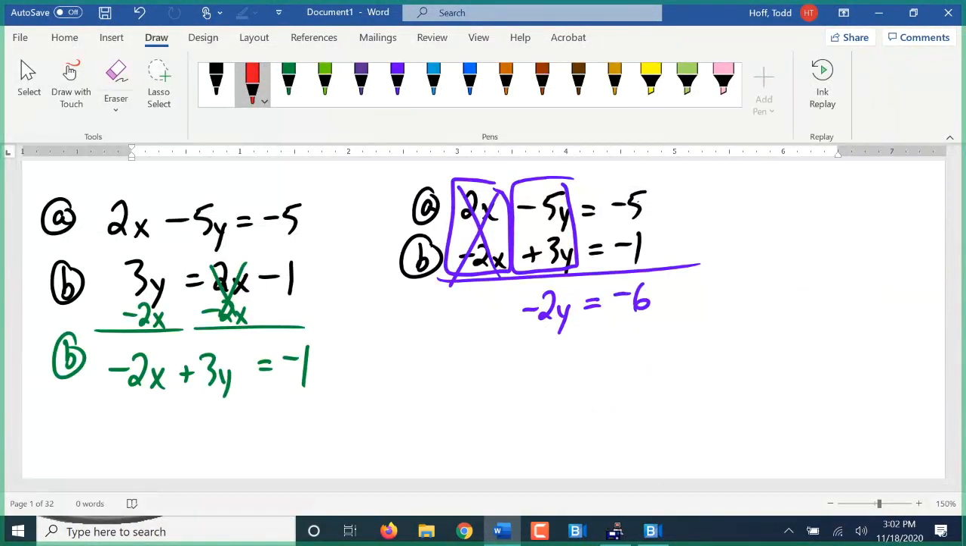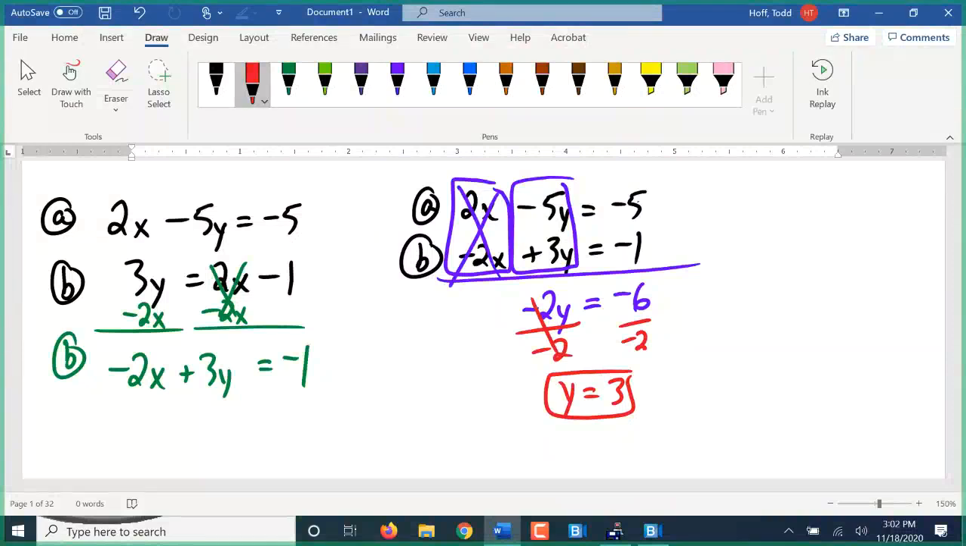Once again, we're down to one variable and one equation. We can solve for y. We'll divide by that negative 2. Negative 2 is gone. Y equals negative 6 divided by negative 2. Negative divided by negative is a positive. Positive 3. Y equals positive 3.